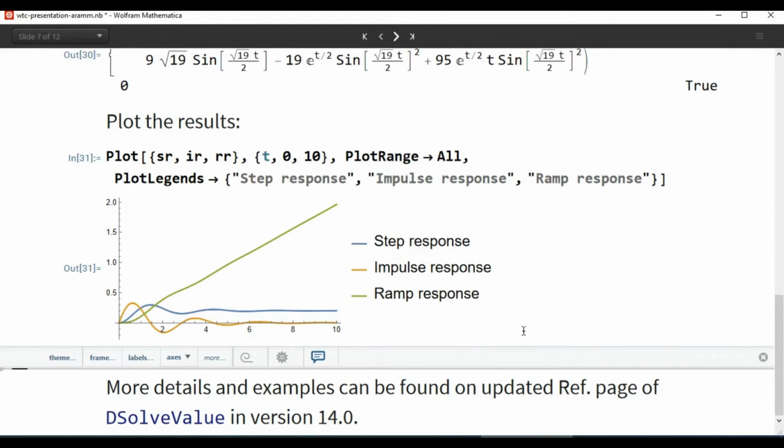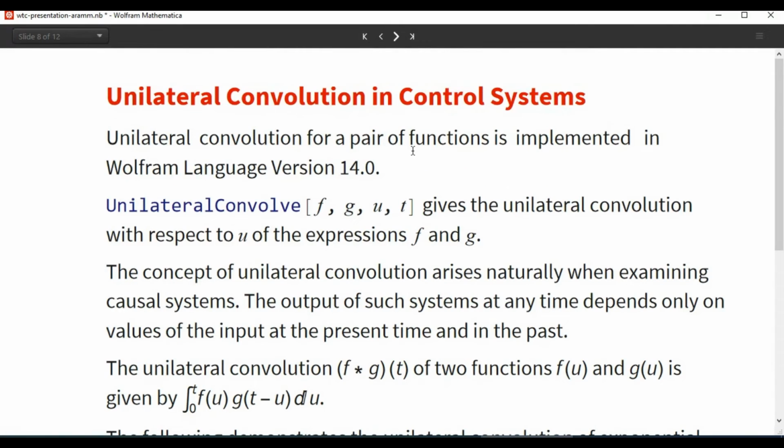to get the picture. And I want to say that we have updated the ref page of DSolveValue in version 14.0, and you can find more details and much more examples about these new features, about solution of system models using DSolveValue in this updated page. But now I want to speak about a new feature of DSolve, a new feature in version 14.0, which is called unilateral convolution. This new feature has been implemented by our team member Racha Khachaturian in version 14.0.